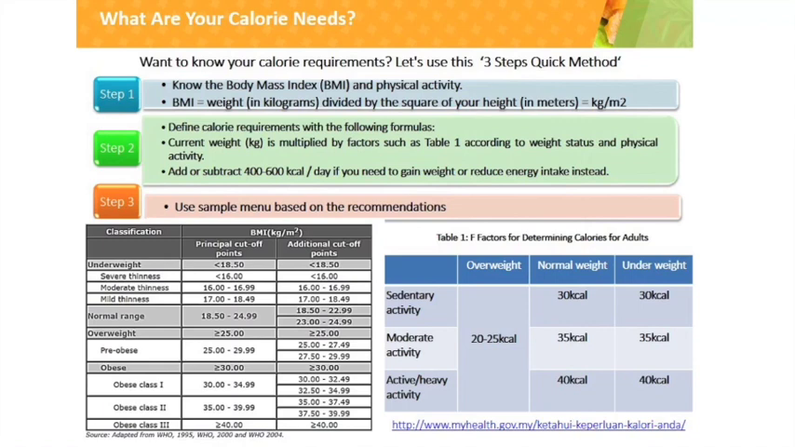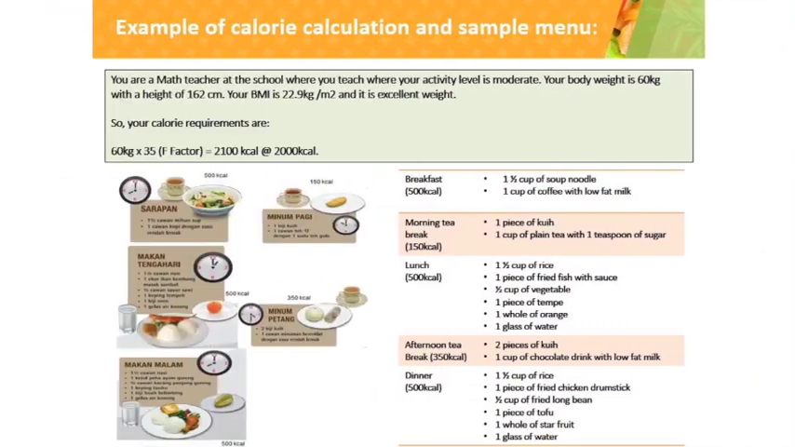You can add or subtract 400 to 600 kilocalories per day if you need to gain weight or reduce energy intake instead. The third step is using a sample menu based on the recommendations. To facilitate better understanding of the calculation of calories, let's take a look at these 3 examples.